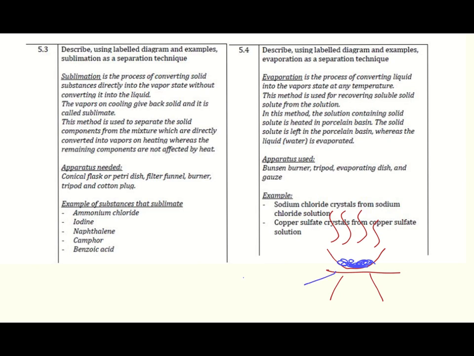So we need here a tripod, Bunsen burner, and evaporating basin. These are the apparatus required. Examples: sodium chloride crystals, and copper sulfate crystals from copper sulfate solution.